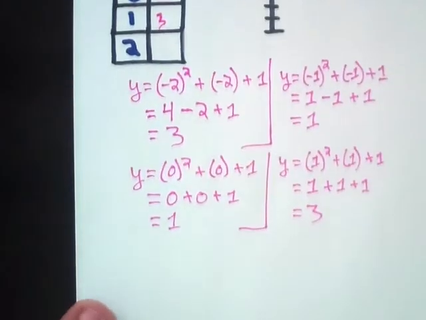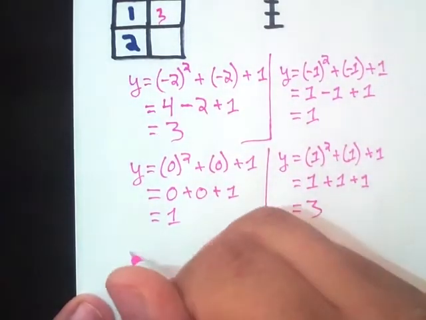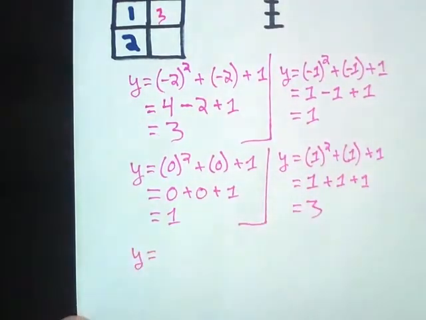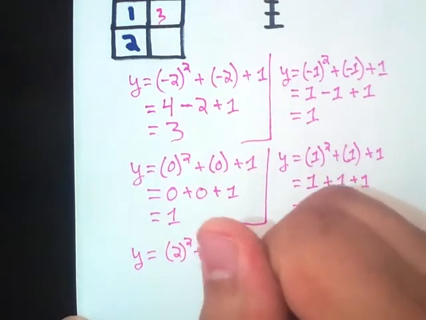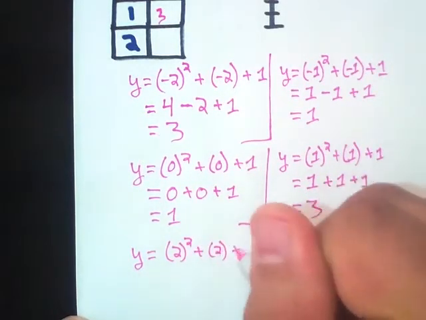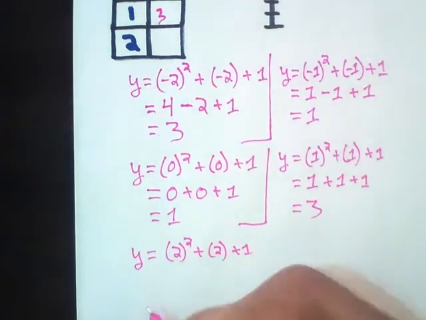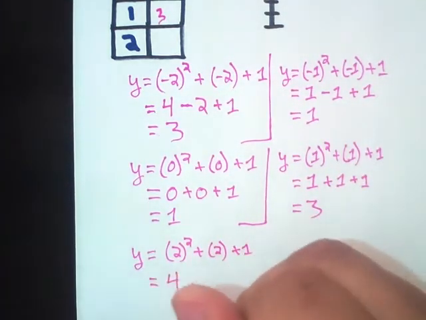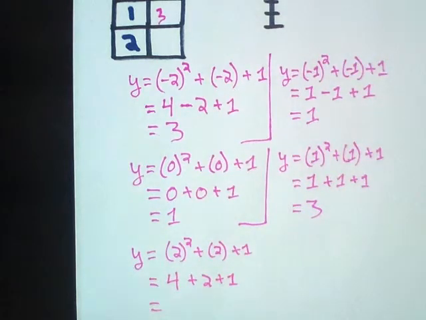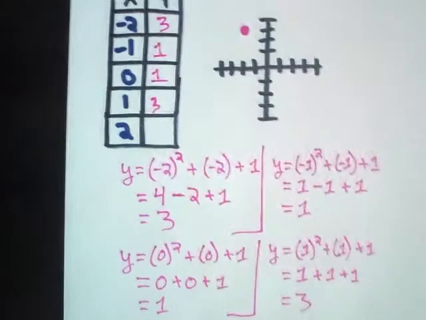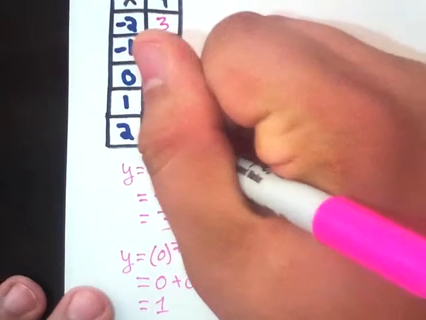Let's go ahead and find our last value where we need to plug in 2. So y equals, let's do 2 squared plus 2 plus 1. And when we clean that up, we should get 4 plus 2 plus 1. And that is going to be 7. Now that goes off our graph, but we can work with that. It's not too big of a deal. So we fill in our last value, 7, over here.